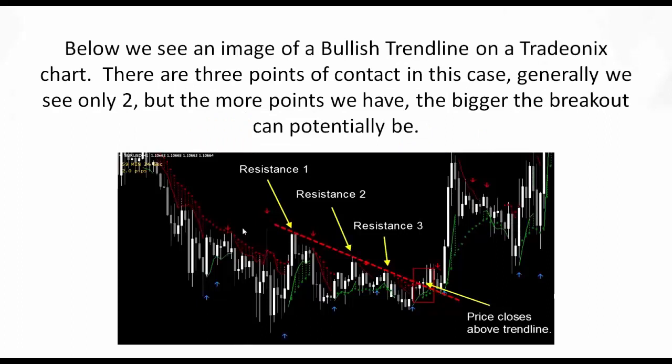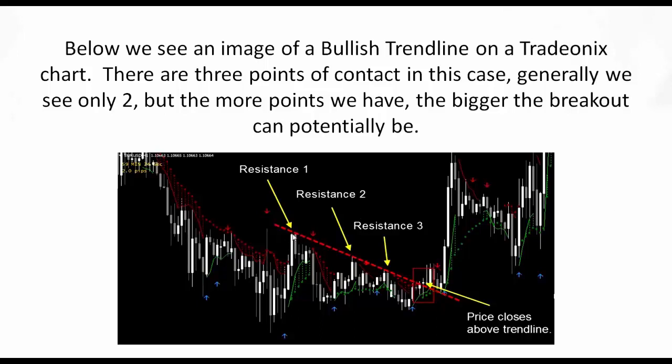Below, we see an image of a bullish trend line. It's called a bullish trend line because when it breaks through the trend line, the market is going to rise. We see an image of a bullish trend line on a Tradonics chart. There are 3 points of contact in this case. Generally, we only see 2. But the more points we have, the bigger the breakout can potentially be. We can get more than 3 points.